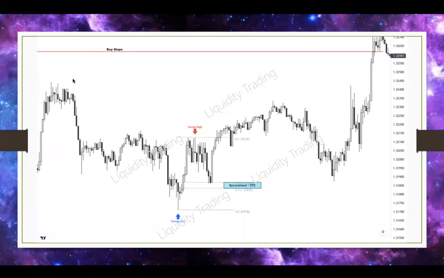So you would not be able to pull the fib level from this low right there. You will have to go to the lowest low.